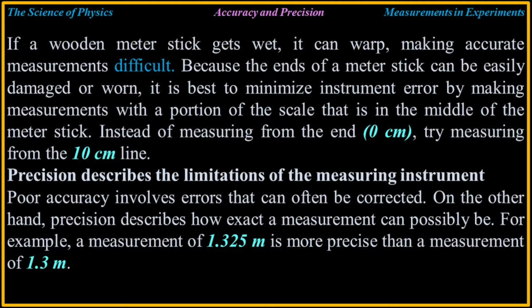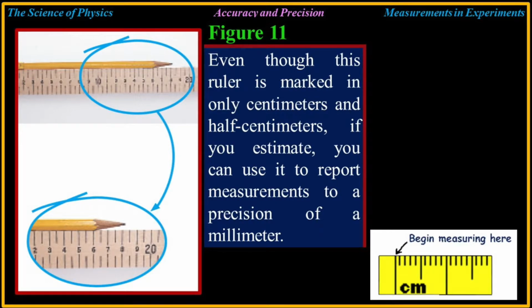Precision describes the limitations of the measuring instrument. Poor accuracy involves errors that can often be corrected. On the other hand, precision describes how exact a measurement can possibly be. For example, a measurement of 1.325 meters is more precise than a measurement of 1.3 meters. In figure 11, even though this ruler is marked in only centimeters and half centimeters, if you estimate, you can use it to report measurements to a precision of millimeters.